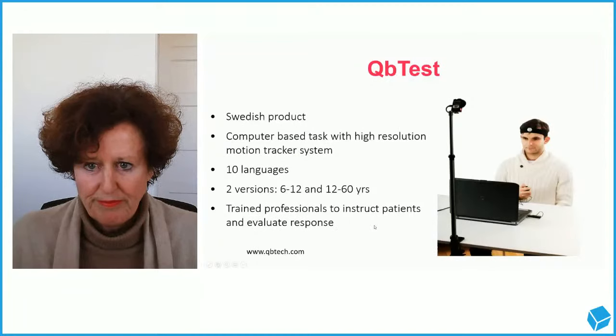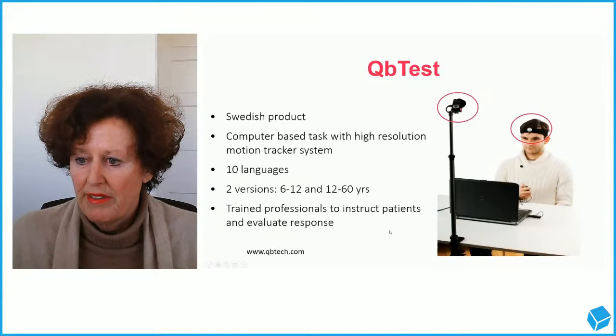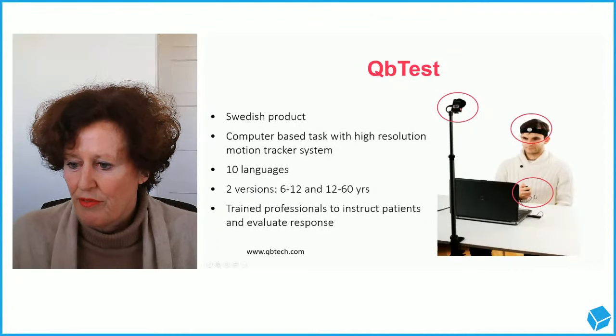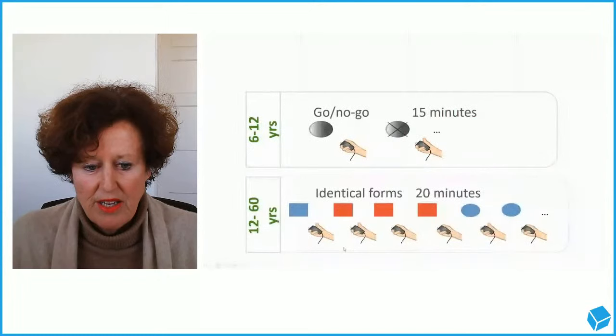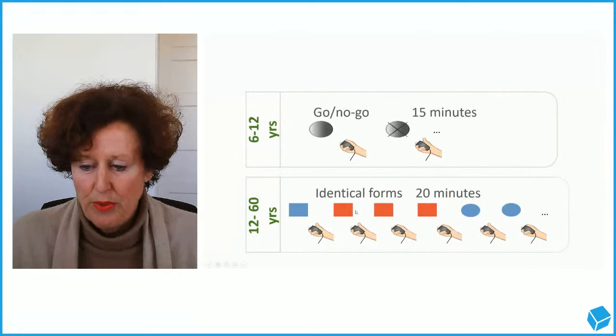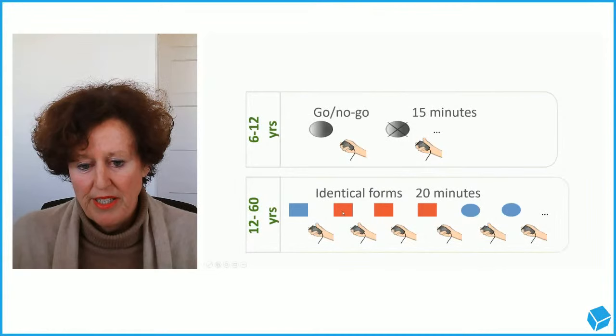Here's the motion tracker. Here is the infrared. Here is the, well, I forgot the word. And here's the clicker for making the answers to the task. And the task is this one for adults. You see those blue and red squares and ovals. And you have to click when the next object is the same color and shape as the previous one. So this one is not identical, but this one is, this one is as well, but this one is different again.